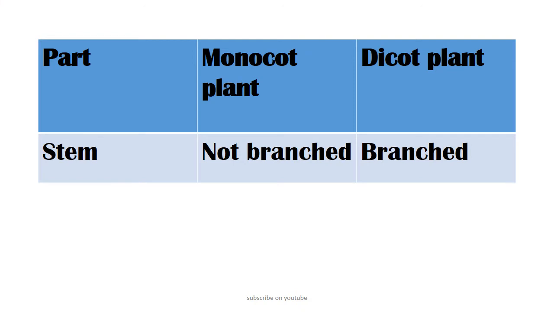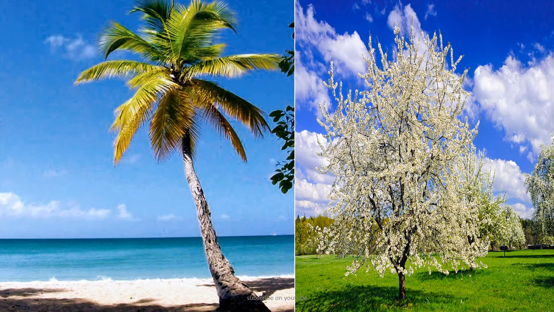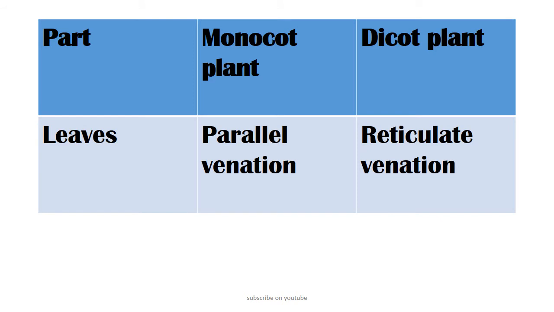Next part is the stem. In monocot plants the stem is not branched, and in dicot plants it is branched. Coconut is an example. Coconut has an unbranched stem. Other flowering plants have the branched stem.